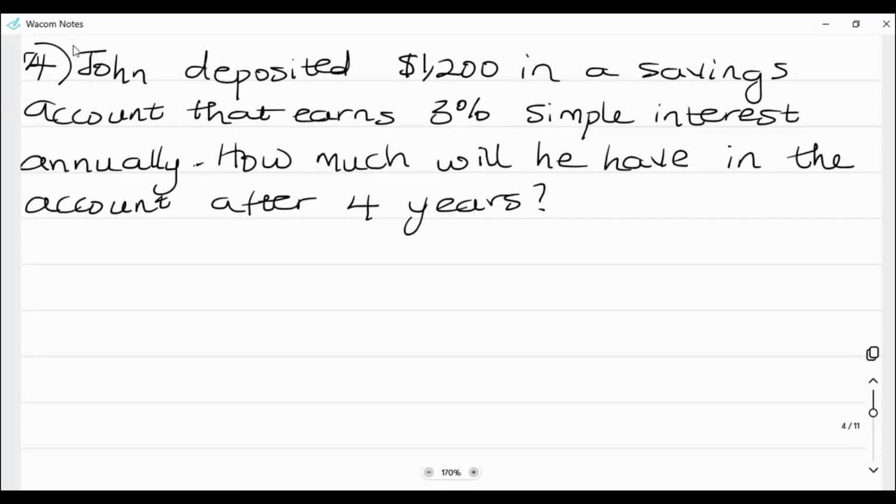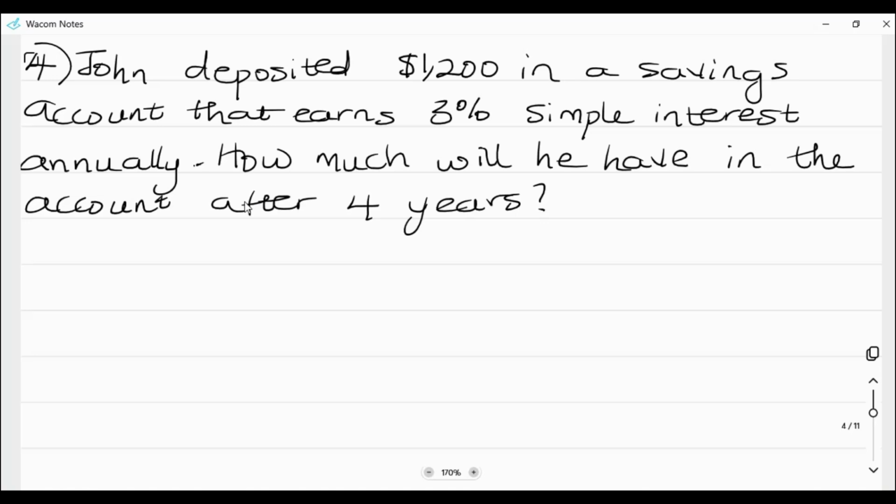Alright, so we have this question here that says, John deposited $1,200 in a savings account that earns 3% simple interest annually. How much will he have in the account after 4 years? So we simply want to know the amount John is going to have in his account after 4 years.